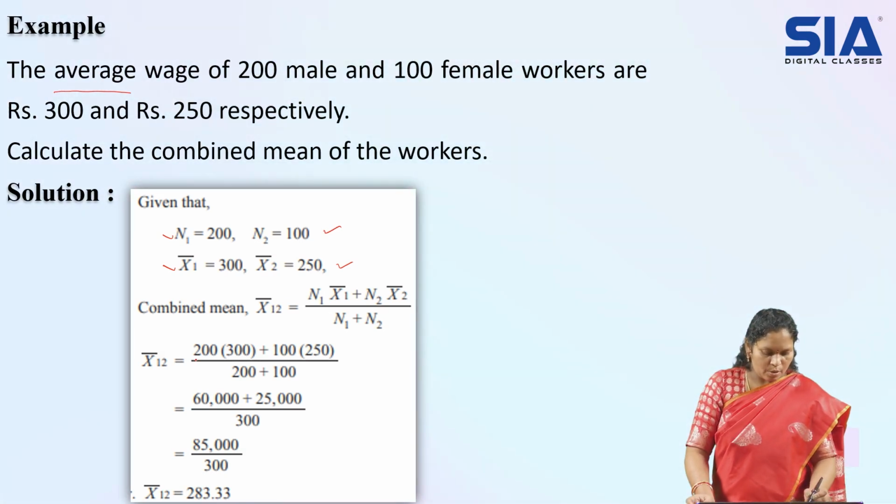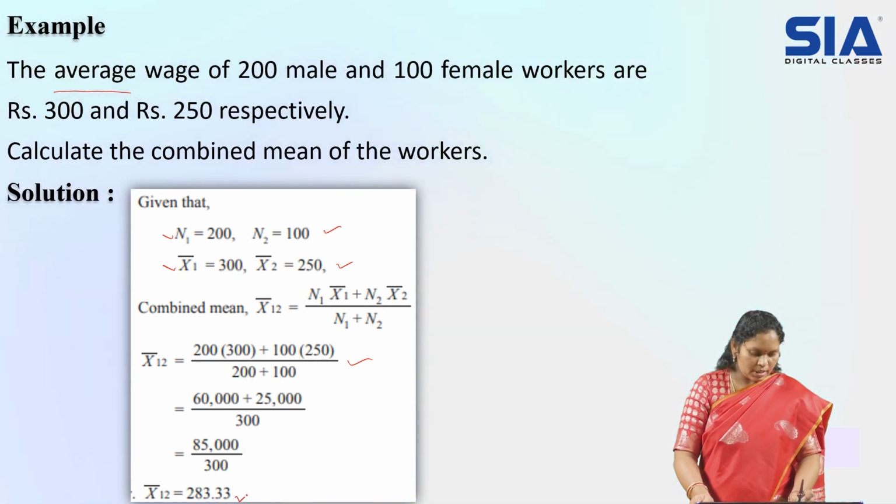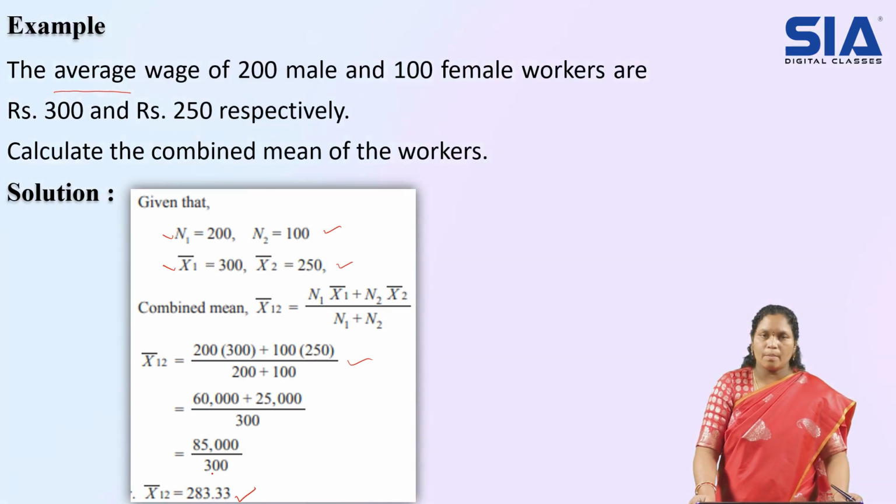So n1 is 200 into x1 bar 300, that is 200 into 300, plus 100 into 250, by 200 plus 100. You do this and you'll get the answer. The combined mean value x12 bar is equal to 283.33. This is how we find the combined mean.